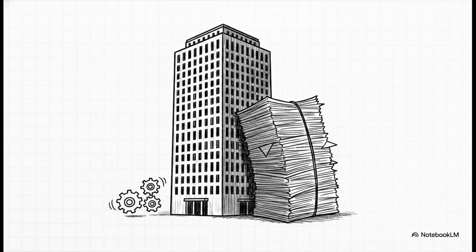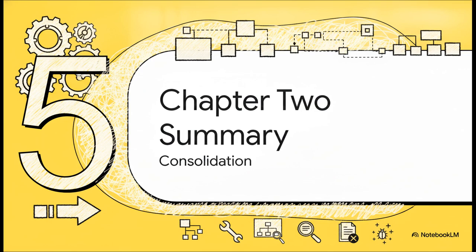So to briefly recap CMM, it is a 5-level framework going from initial all the way to optimizing. It was originally built for the military, and it's used to standardize and mathematically control software processes, primarily in large corporate environments. And finally, we've reached Section 5, Chapter 2 summary.